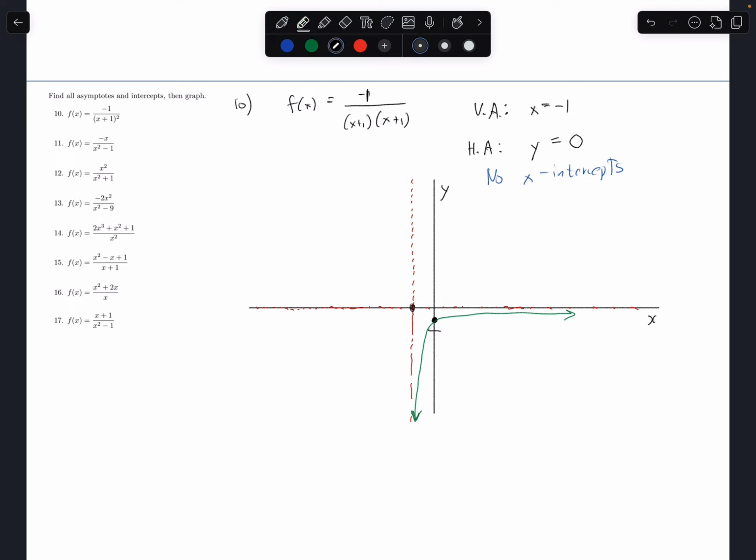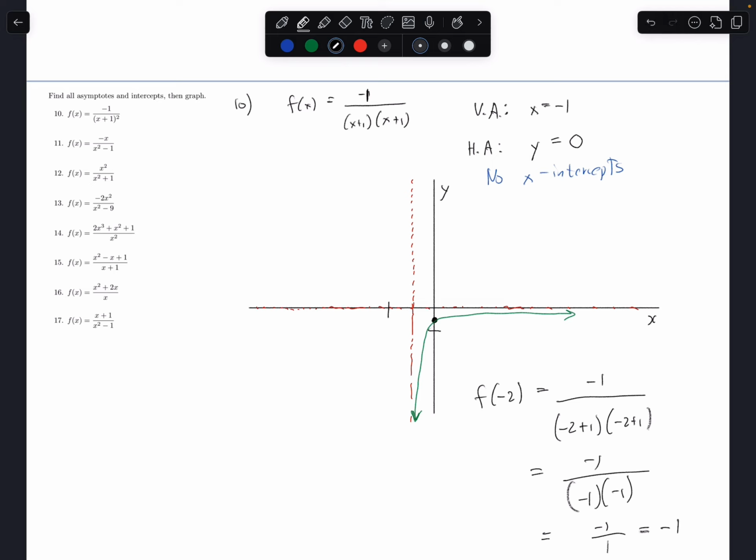So this was -1 for x, right? So what I'm going to do is just plug in -2 for x and see, am I up here or down there? Okay, so what I mean is that I'm going to check f of -2. That's -1 over (-2 plus 1) squared. -2 plus 1 is -1, and -1 times -1 is +1, right? So it's going to be overall -1.